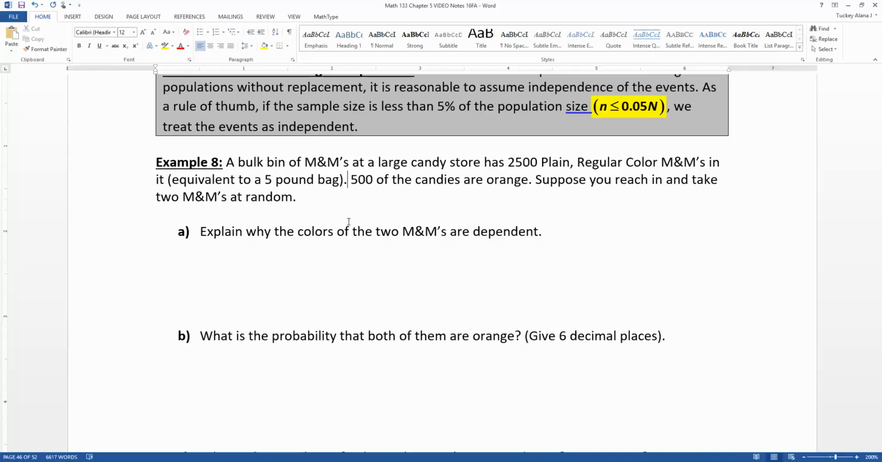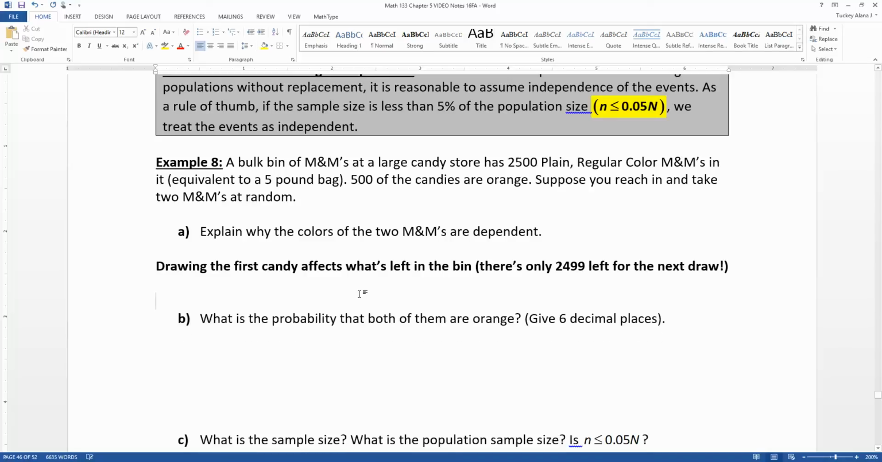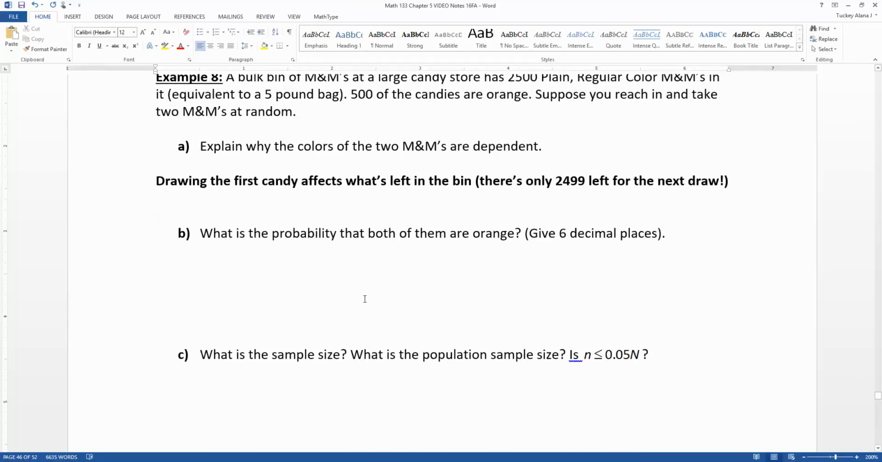Now, those 2 M&Ms you choose at random are dependent, because drawing the first candy fundamentally affects what's left in the bin. There's only 2,499 left after you take that first one. So these are truly dependent. You draw a candy, you're affecting what's left, and so on. All right, now let's find out the probability that both of them are orange. You're going to draw 2 candies at random. What's the chance that you're going to have orange and orange?